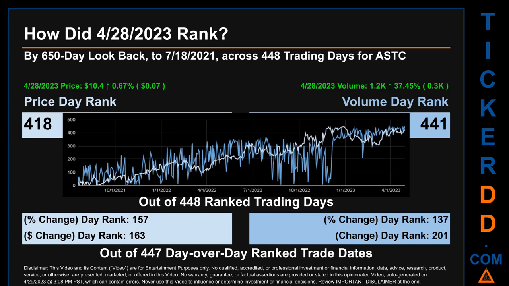The line graph overlays price and volume's daily ranking, as shown respectively in light versus dark blue, across those target days' trading days. In this view, essentially the dips are good whereas the spikes are bad. The price's day-over-day percentage change, jumping 0.67% on April 28, 2023, had a day rank of 157 while its dollar difference of 7 cents had a rank of 163 when compared day-over-day across 447 trading days. Volume's percentage change and difference were ranked respectively at 137 and 201.